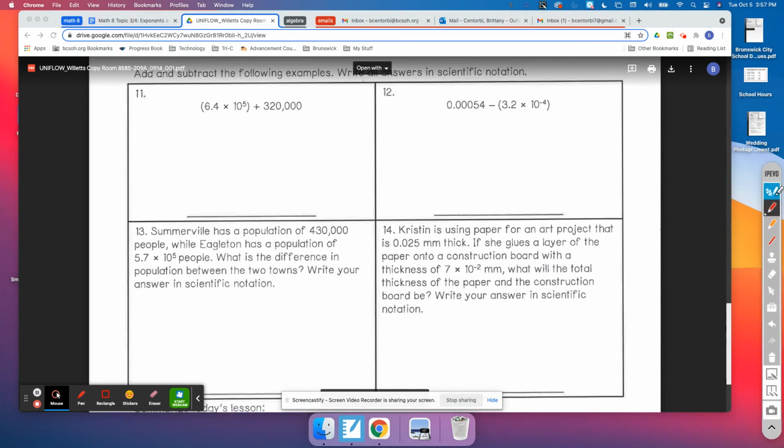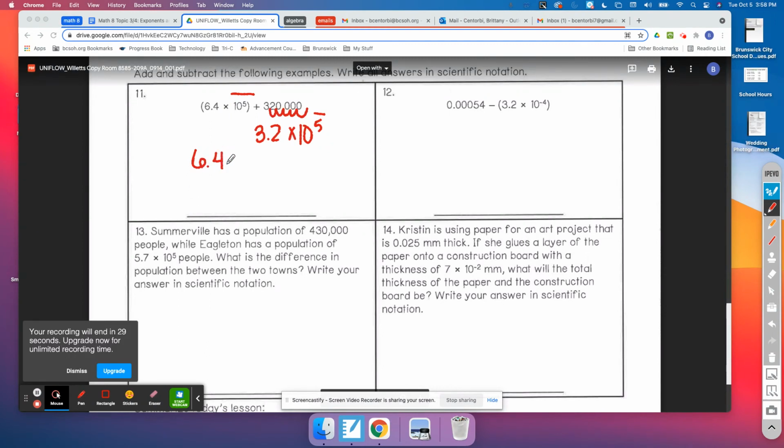Next, we may see somewhere we have to convert one or the other. So this one we do need to convert. I've got to scoot this over. 1, 2, 3, 4, 5. That becomes 3.2 times 10 to the 5th. My exponents are the same, so I don't need to change anything. I just have to do the math. 6.4 plus 3.2 is 9.6, and our exponent was to the 5th.